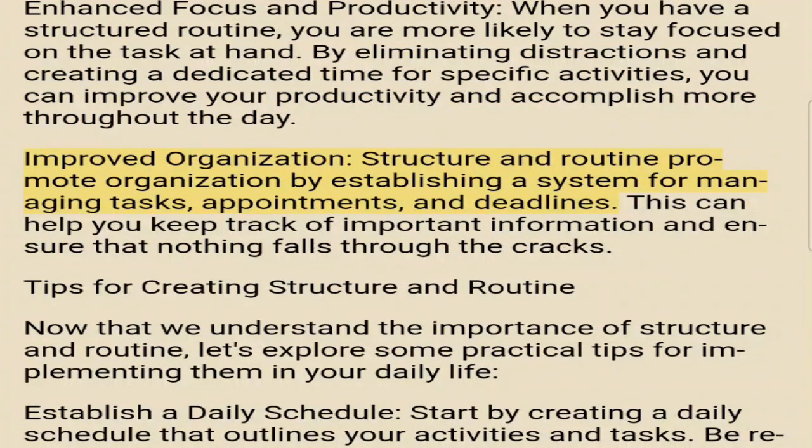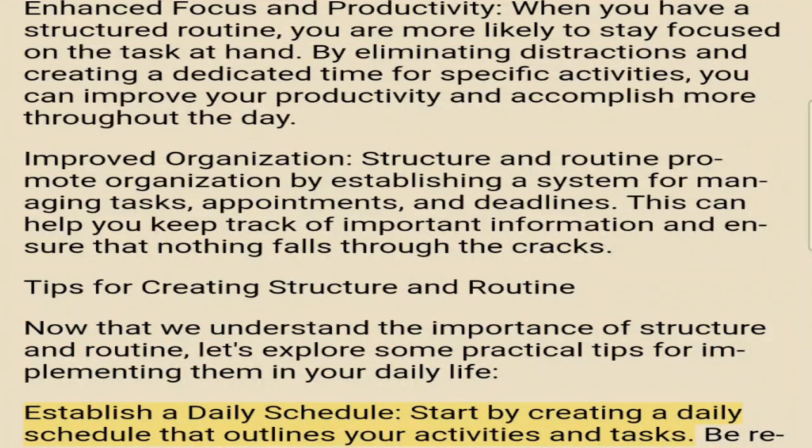Improved organization. Structure and routine promote organization by establishing a system for managing tasks, appointments, and deadlines. This can help you keep track of important information and ensure that nothing falls through the cracks. Tips for creating structure and routine. Now that we understand the importance of structure and routine, let's explore some practical tips for implementing them in your daily life.